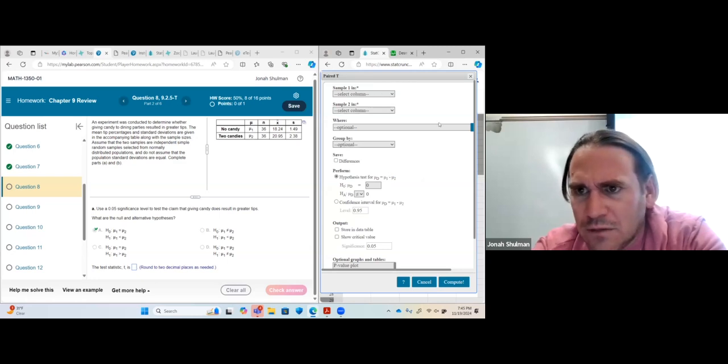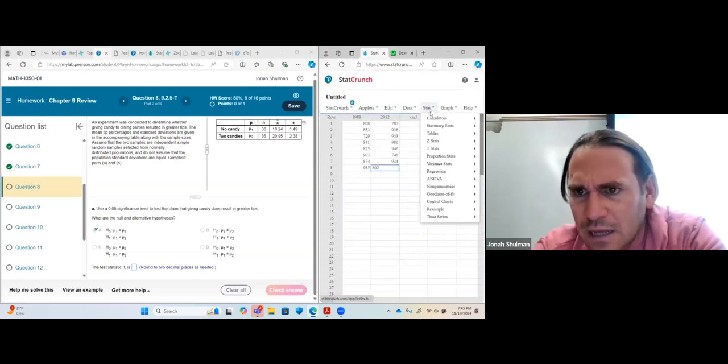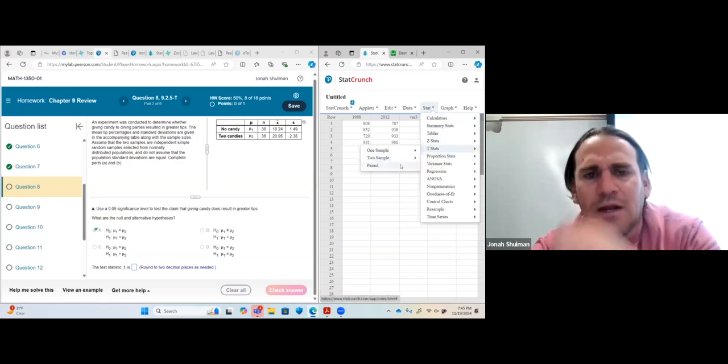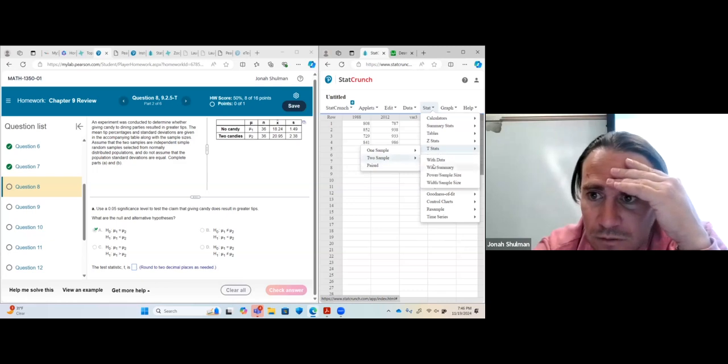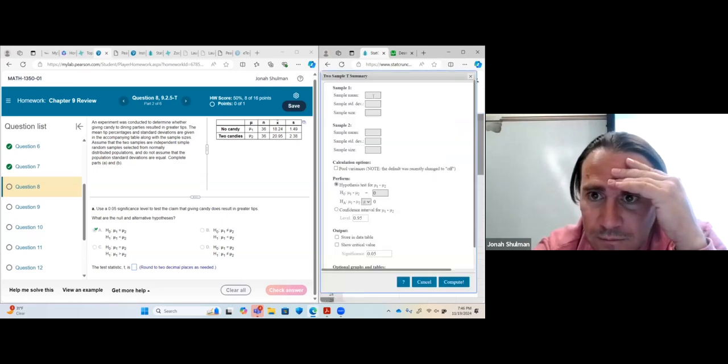No, but I need it not with the summary. So Stat, T Stat, Paired. Oh, so for paired I have to have the actual values. So I'm going to go to two sample with summary and see what happens.